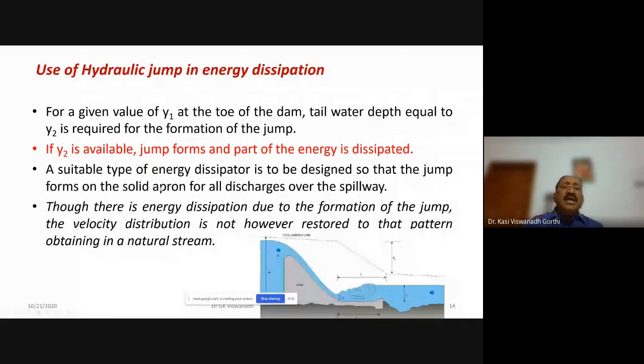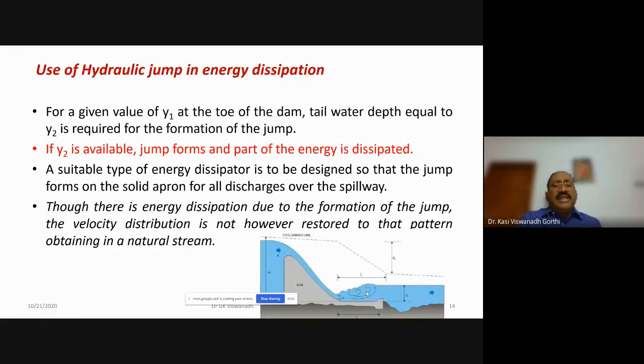This is possible only when, for a given supercritical depth Y1, there is a depth Y2. Then only the hydraulic jump forms. If Y2 is available and the hydraulic jump is formed, a certain portion of the total energy will be dissipated. So a suitable type of energy dissipator is to be designed so that the jump forms on the solid apron for various discharges. The solid apron length is this. Only within the length of this solid apron should the hydraulic jump form, so as to enable the dissipation of energy.